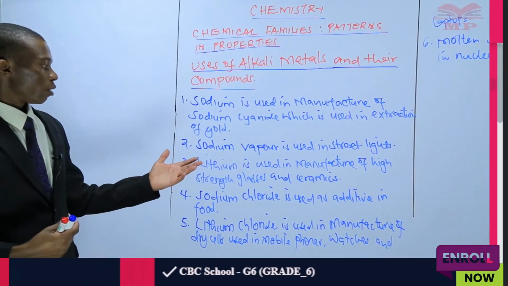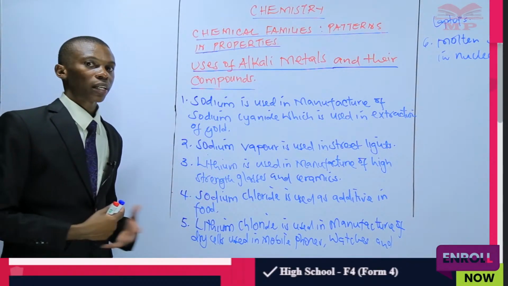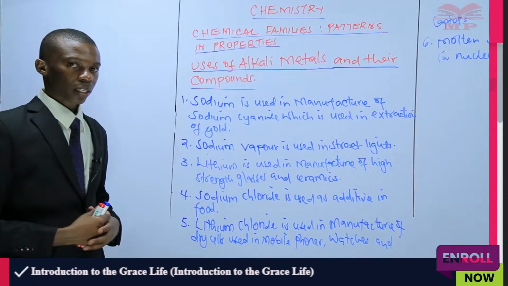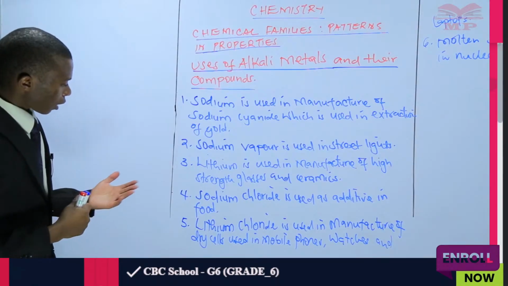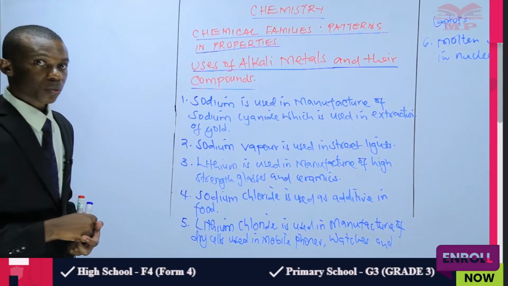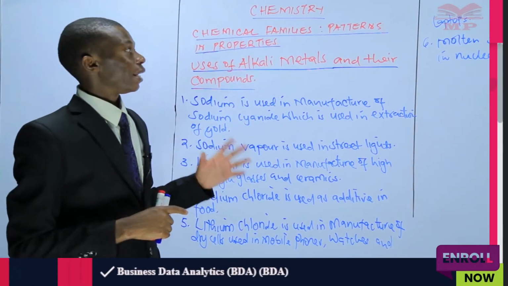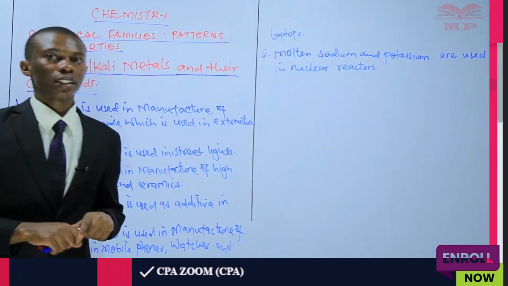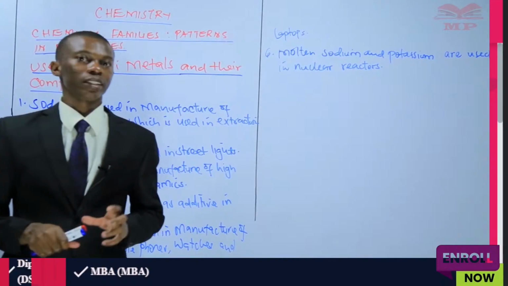Third, lithium is used in manufacture of high strength glasses and ceramics. I believe you know the function of glasses and also ceramics. Fourth, sodium chloride is used as additive in food. It is used to improve the taste of food. Then fifth, the lithium chloride is used in manufacture of dry cells. Dry cells which are used in watches, mobile phones, and also in laptops. And lastly, molten sodium and potassium are used in nuclear reactors because of their high thermal conductivity.